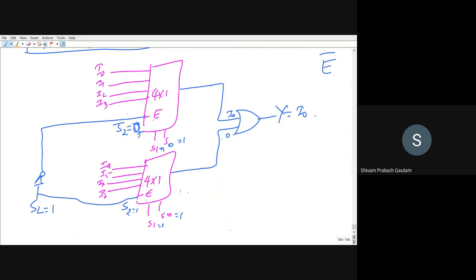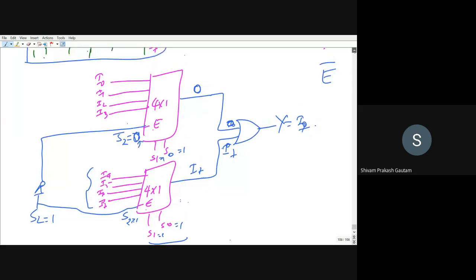So for the first case, you can see enable is 0, so that means 0 will be flowing here. And for the second case, S1 and S0 will be 1, 1. So what will be flowing here? Just check. S1 and S0 both are 1 and it is active high. So some output will be flowing here. In the second case, what will be that output? S1 and S0 is 1, 1. I7 will be there, correct? Because S1 and S0 both are 1, 1. So here we will be getting 0 and here we will be getting I7. So finally we will be getting I7.